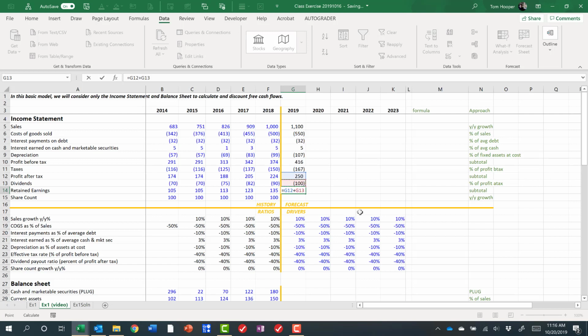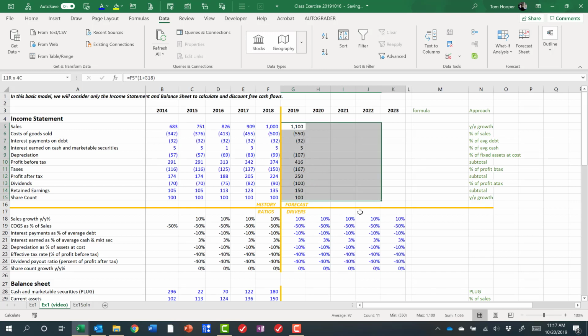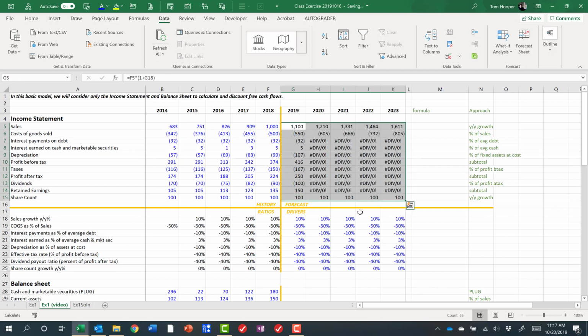Add the negative dividends, and we know what our retained earnings are. And our share count, in this case, we calculated as last year's share count times 1 plus the share count growth. Even though it's 0%, we'll use the formula to calculate it. Then we should be able to copy these formulas across using the Control-R shortcut.